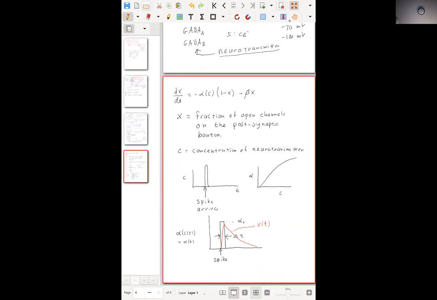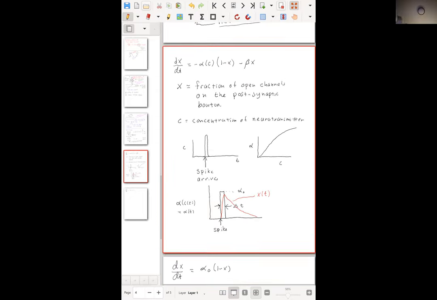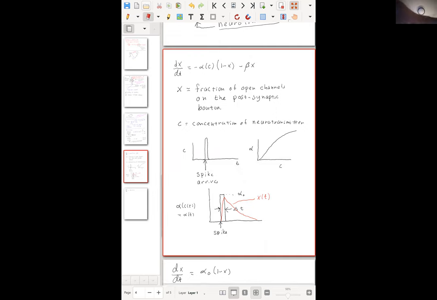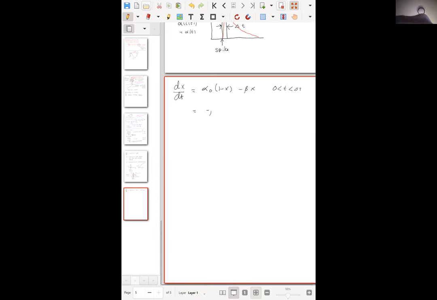Okay, so what we want to do now is solve this mathematics. It's not very hard. So our equation is dx dt equals, let's say, alpha naught times one minus x, minus beta x, for 0 less than t less than delta t. By the way, did I write that? No. There should not be a minus sign here. Quite important. And then it equals minus beta x for t greater than delta t.